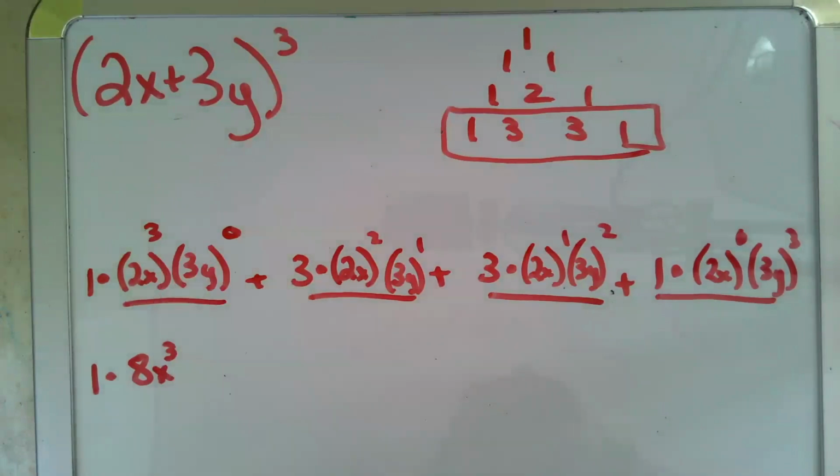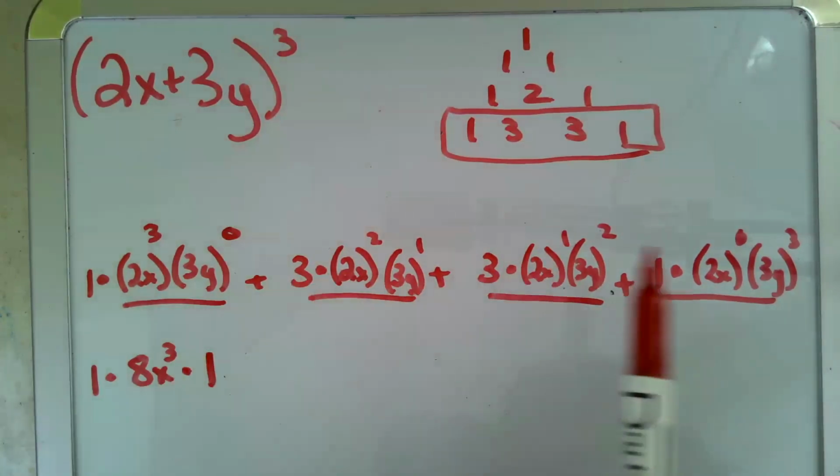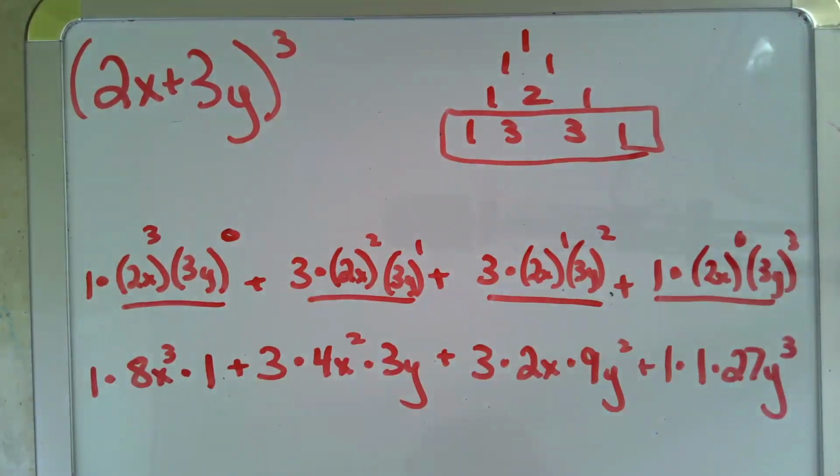And now 3y to the 0, anything to the 0 is 1. Okay, again, take a moment, pause the video, do these out to this next level, and then see if we're at the same place. Great, check it out. 3 times 4x squared times 3y plus 3 times 2x times 9y squared. Anybody get 6? Good. Plus 1 times 27y to the third. We good so far?